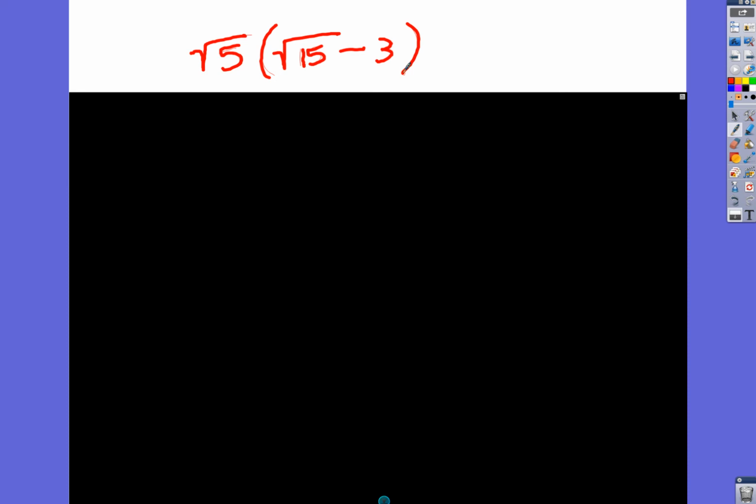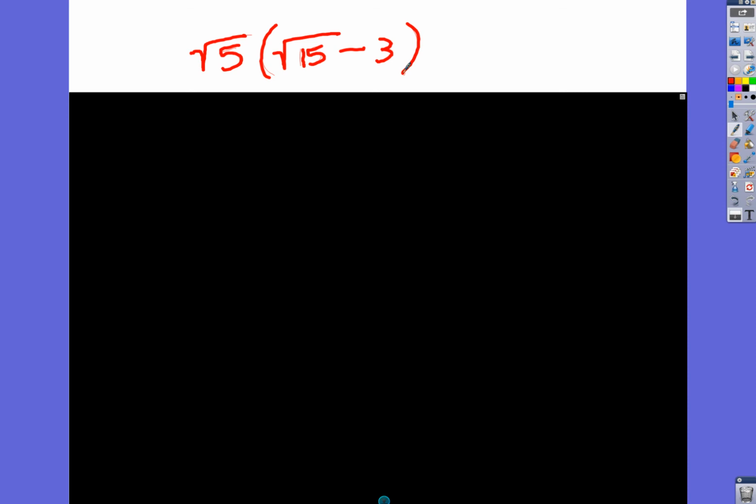Now, even if you chose to try to simplify first, it wouldn't get you very far because 5, why can't 5 be simplified? It's prime. And even though 15 is neither perfect nor prime, you can't bring anything out. There's no pairs. So really here you have no choice. You have to multiply first. There is no simplification that can be done.